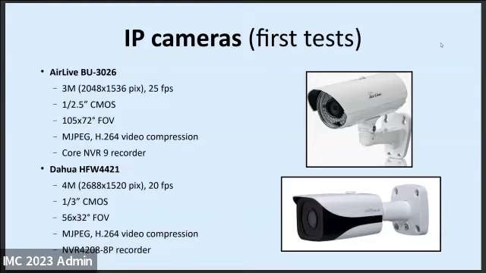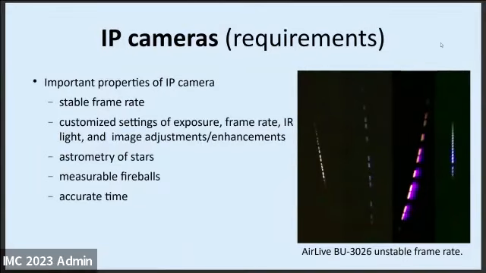So we decided to test two different cameras that were available and quite cheap. These two cameras are from two different manufacturers. One is the AirLife camera, the second one is the Dahua camera. There are some details of these cameras. They both use a CMOS chip. One is 3 megapixel, the second one is 4 megapixel. They are quite similar. So what were our requirements to use these cameras to refine the velocities?